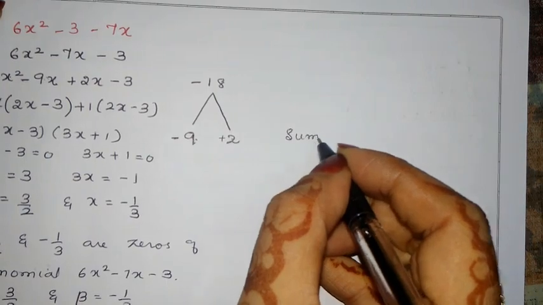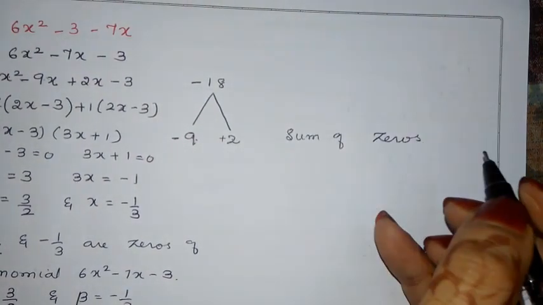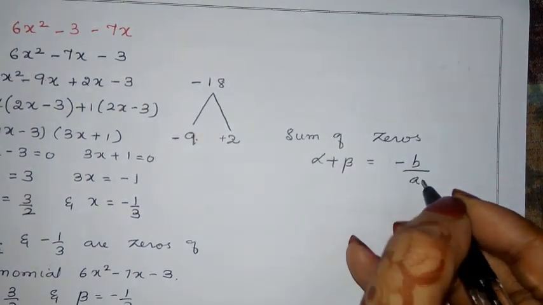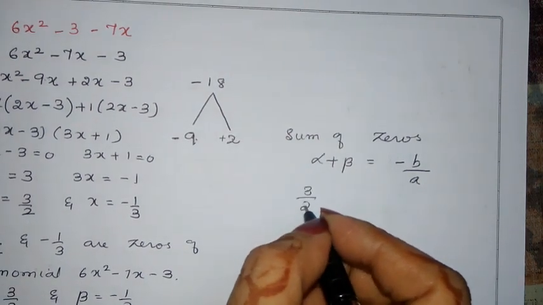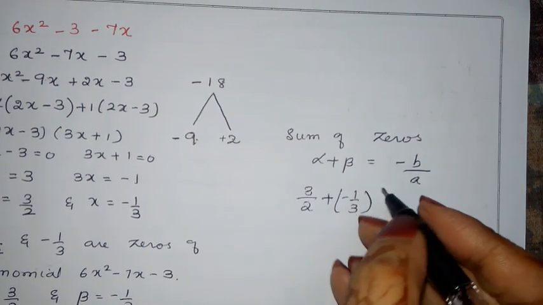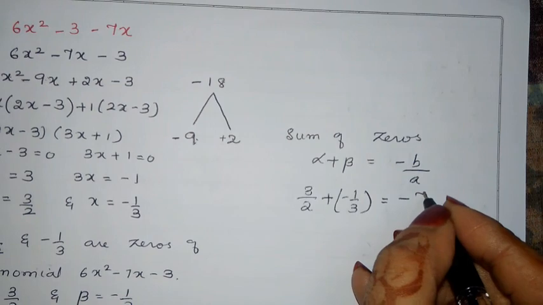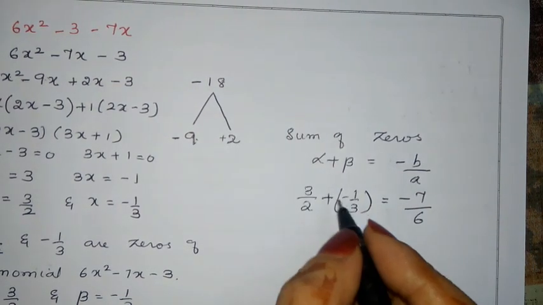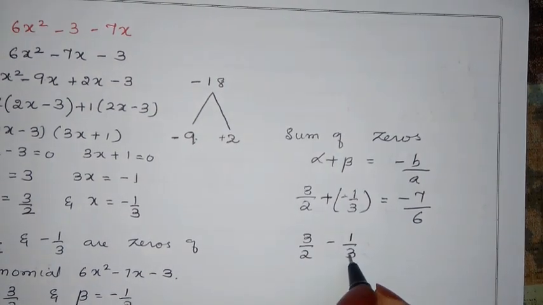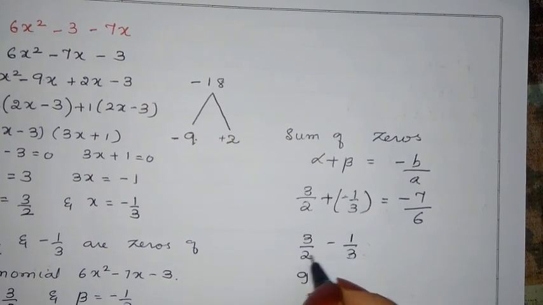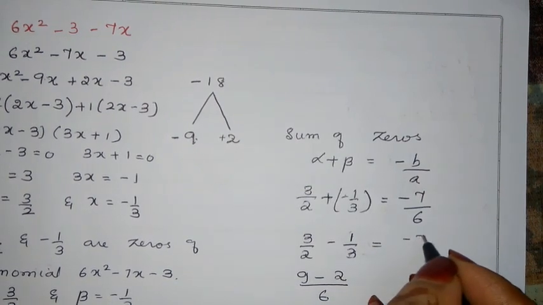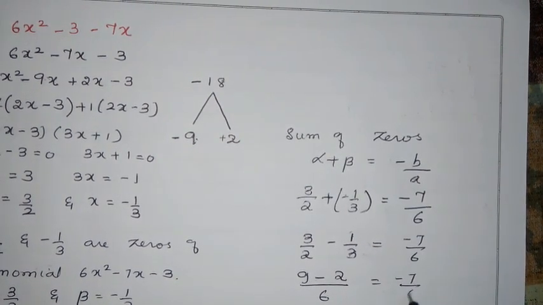Verification. Sum of zeros, what will we get? Alpha plus beta is equal to minus b by a. Alpha value is 3 by 2 plus beta value is minus 1 by 3, equal to minus b value, which is minus 7, upon a value, which is 6. So 3 by 2 as it is, plus minus 1 by 3. 3 3s are 9 minus, LCM, 2 1s are 2, 2 3s are 6. Here minus 7 by 6 as it is.